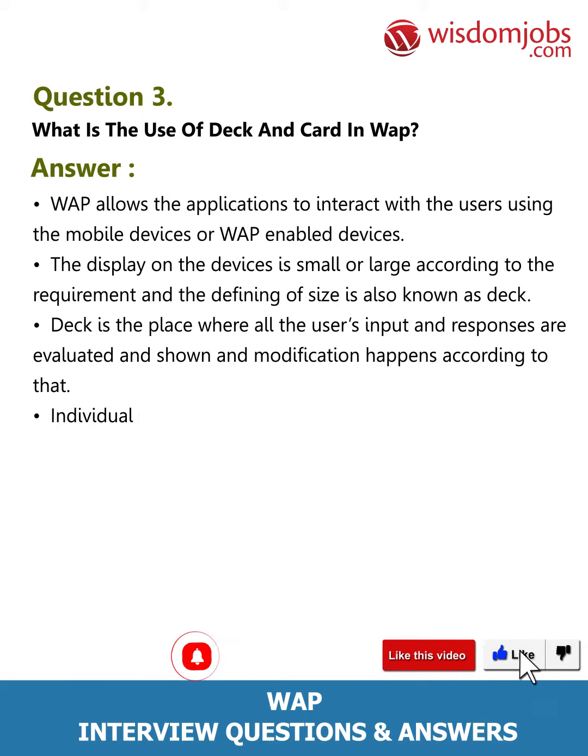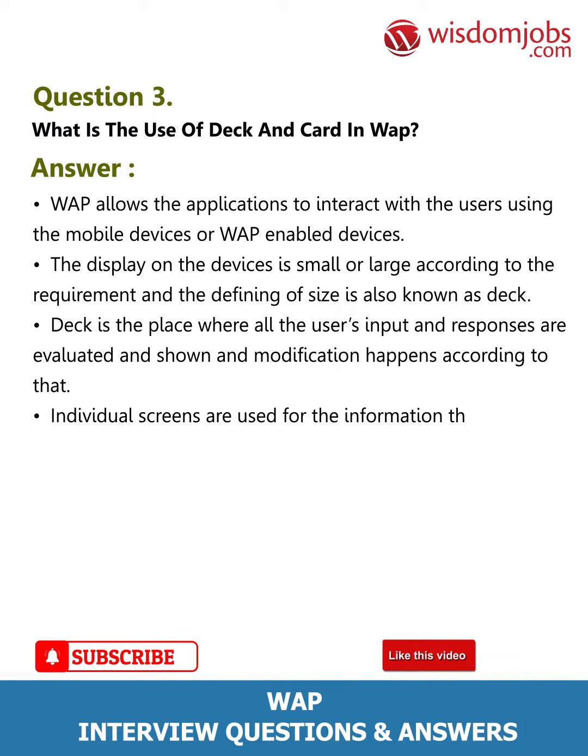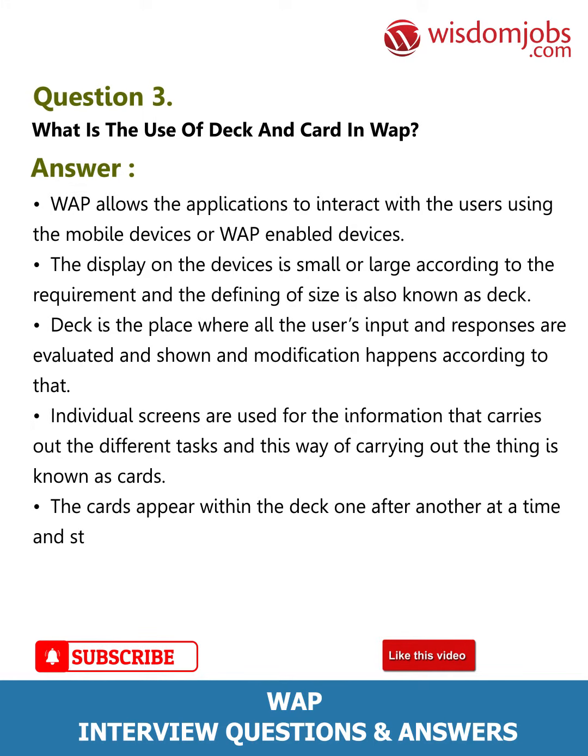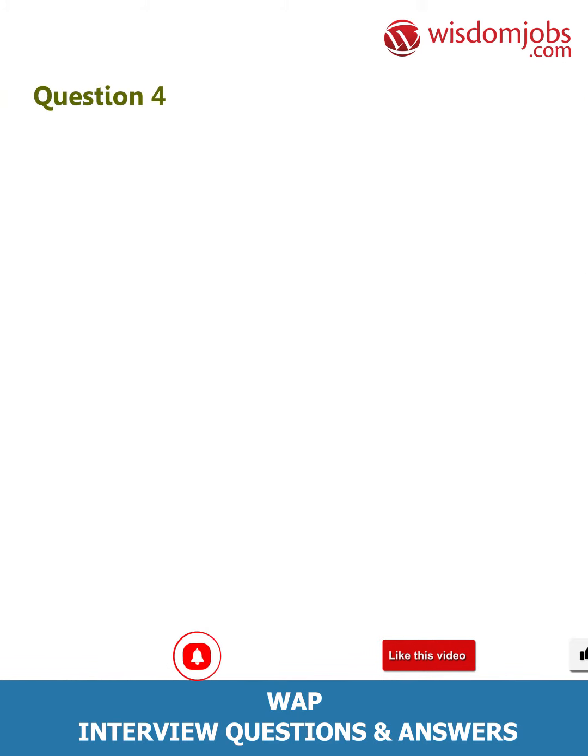happens according to that. Individual screens are used for the information that carries out the different tasks, and this way of carrying out the thing is known as cards. The cards appear within the DEC one after another at a time and store the card in separate files on the server. Question 4. What is the process to write WAP applications?